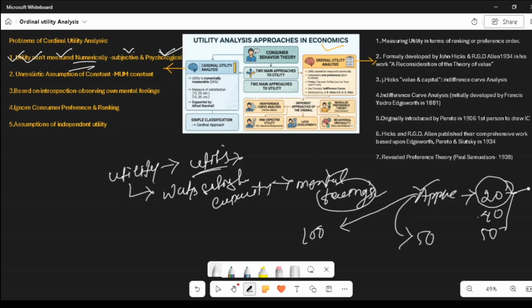I am getting 20 utils, Rudra getting 50 utils, Pavitra getting around 100 utils. So utility cannot be measured numerically. So let's talk about the second one. What is the problem of the second one? Unrealistic assumptions of the constant marginal utility of money. Here we are talking about MUM, which means marginal utility of money.